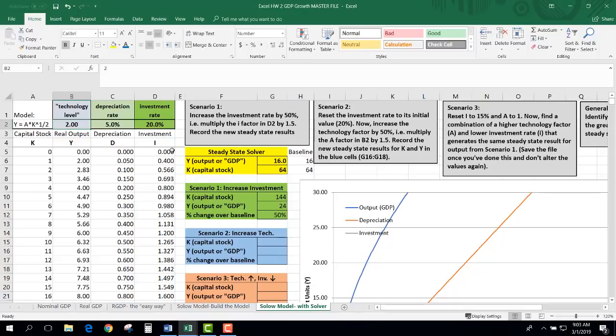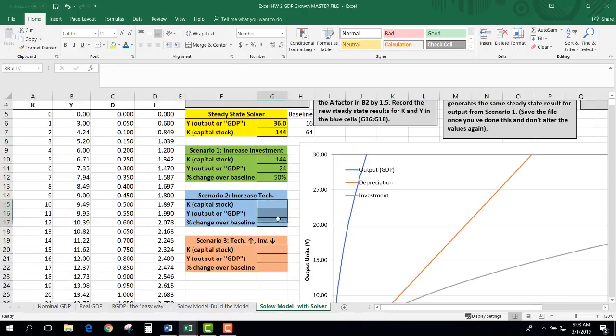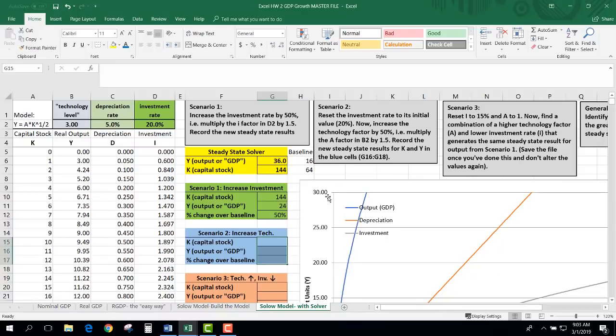And then increase it by that amount. So it's going to go from 2 to 3. So I can just plug that in. It's easy math. Okay, and now record those steady state results down here in these blue cells. So I have output now at 36. Capital is at 144. And my percent change over my baseline is now this.